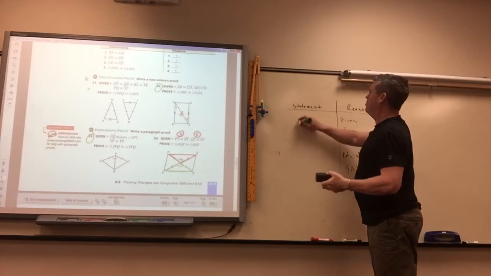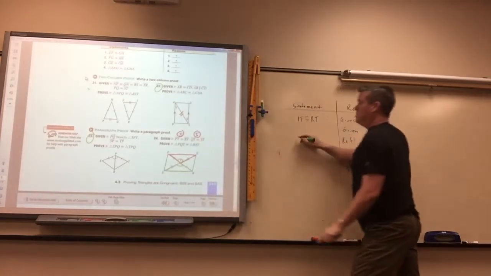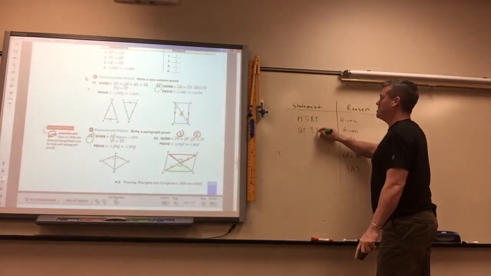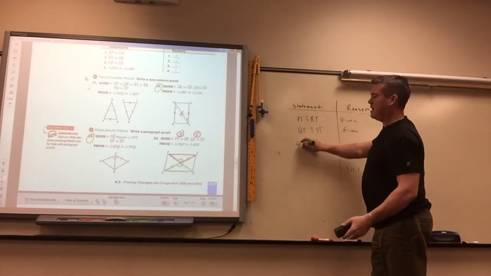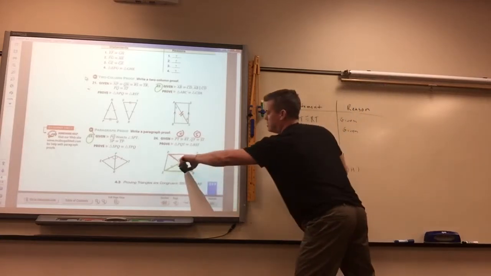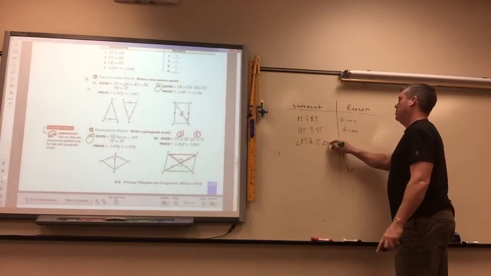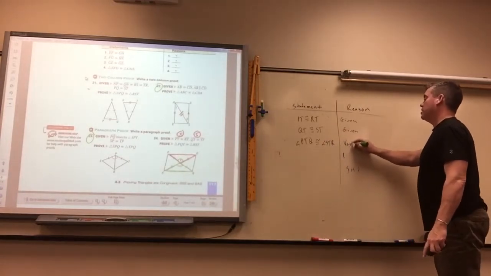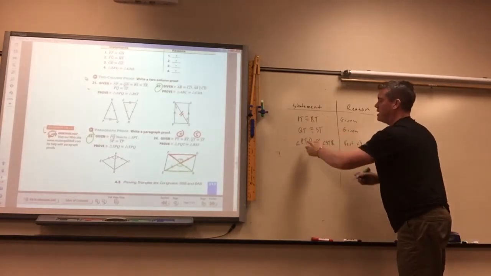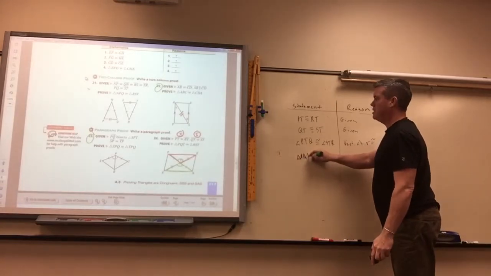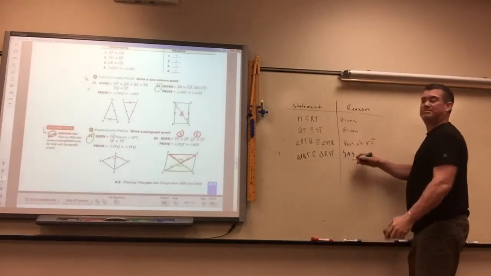So it would be PT congruent to RT, given. QT congruent to ST, given. And then I'd have to put in that angle PTQ is congruent to STR because vertical angles are congruent. And there I've got two sides and an angle, so I can put my proof in. Triangle PQT is congruent to triangle RST because of side angle side.